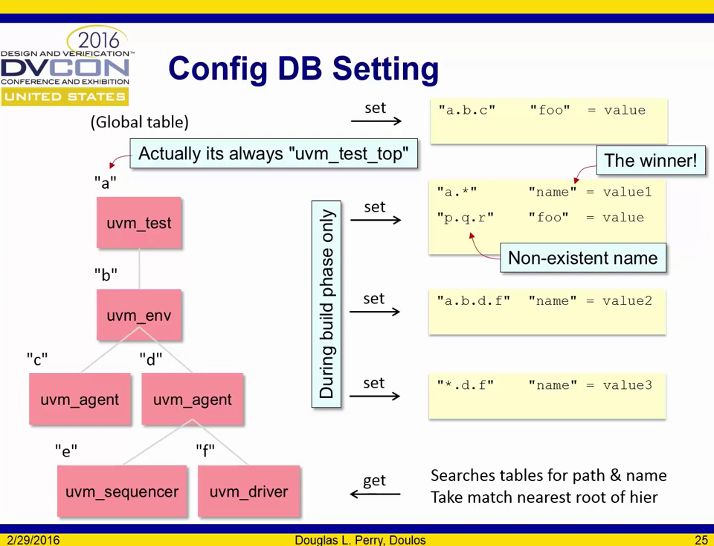Now I can see, oh, there's another set here. And again, this process happens during the build phase. Here now it's got A.B.D.F. Okay, name equals value 2. So that also matches. It's higher in the hierarchy, so now this one's the winner. And then finally, first of all, PQR, don't care, doesn't match me. But A dot star does match. And so I can see name equals value 1. So effectively, this is, again, higher up in the hierarchy. It's at the test, and so this is the winner.